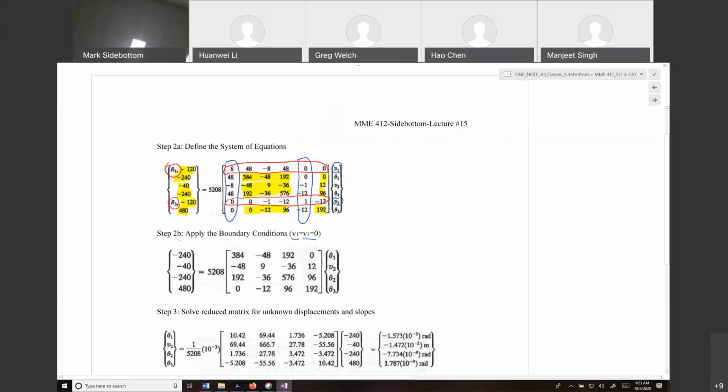All right, so this is our applied forces that have been reduced. This is our global stiffness matrix that's reduced, and this is our known nodal displacements. Right?